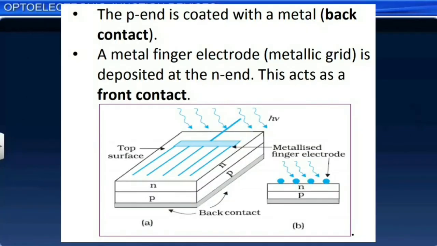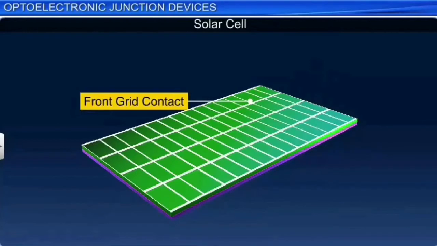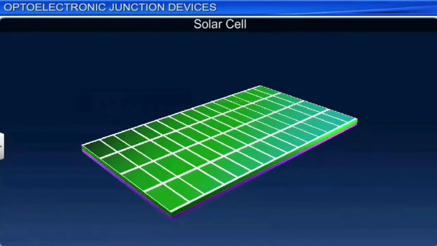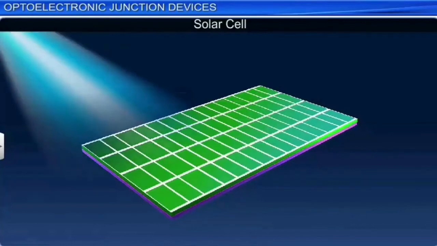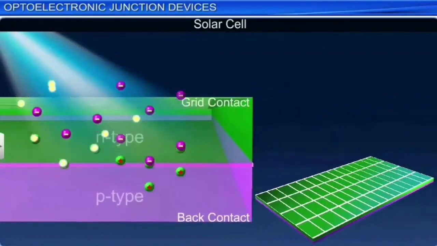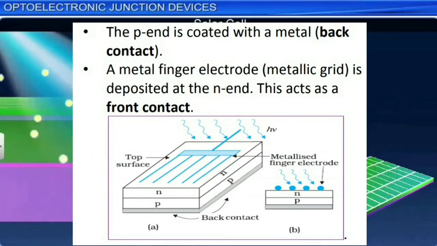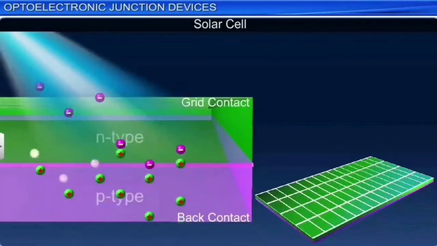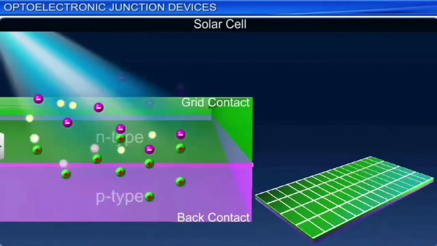Metallic painting at the back side on the P region acts as the back contact, and a metal finger electrode or metallic grid acts as the front contact. Metal finger electrode or metallic grid is used as the front contact to make sure that this contact occupies a very small fraction of the cell area, so that light falls on almost all the area of the solar cell. For the maximum exposure of the PN junction to light, that is the function of this metallic finger electrode or metallic grid, which is used as the front contact.